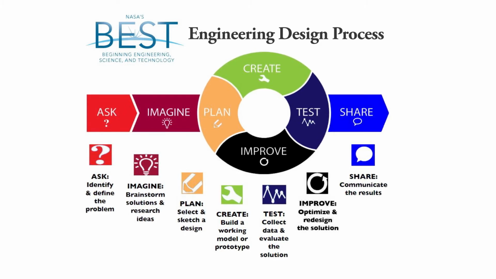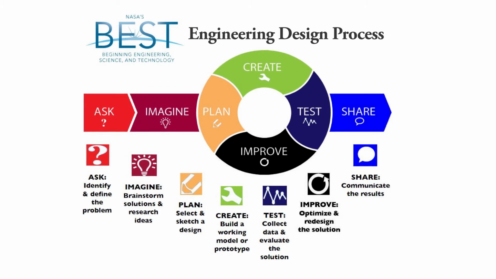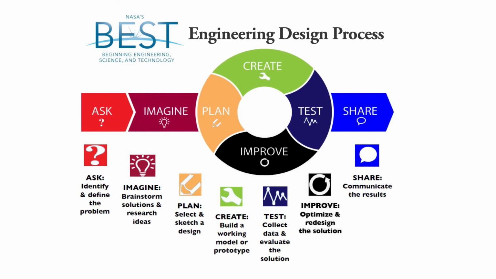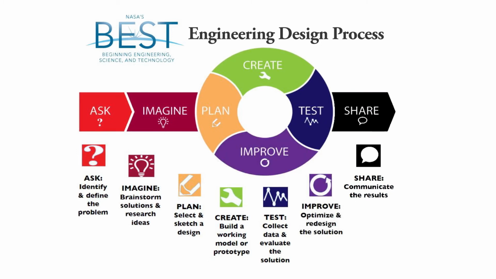Now remember, when you're optimizing and redesigning, it's important to only change one item at a time, because if you change multiple items and then test, you don't know which item either caused a change or didn't cause a change. So when improving and retesting, make sure it's one item at a time. And repeat this process. And then ultimately at the end, we want to share out the results.